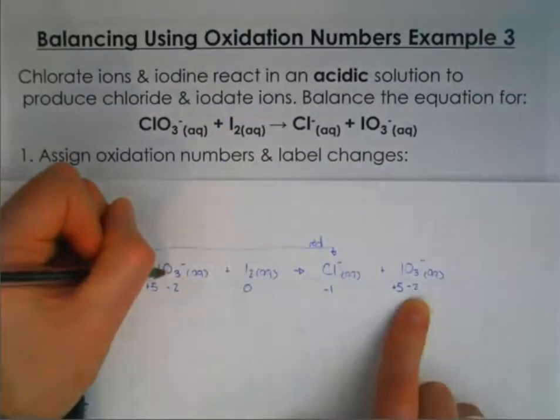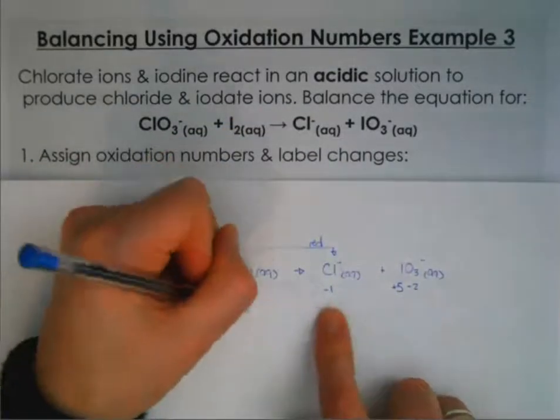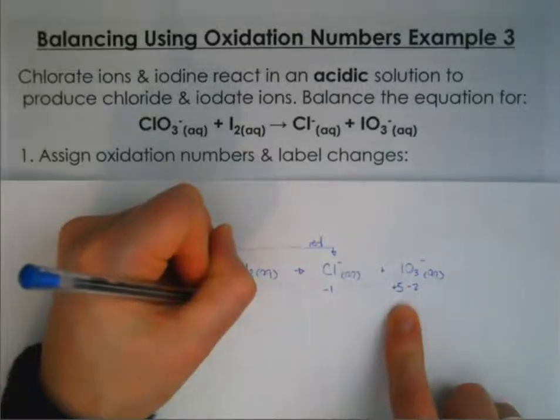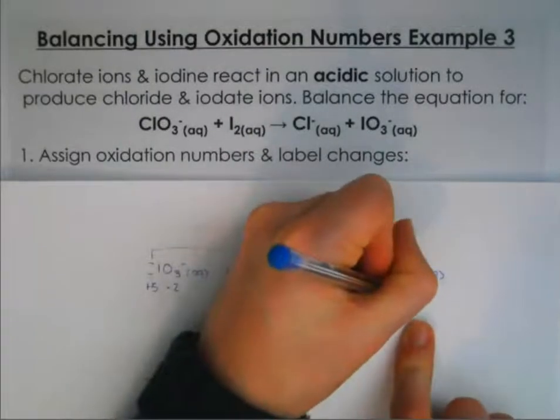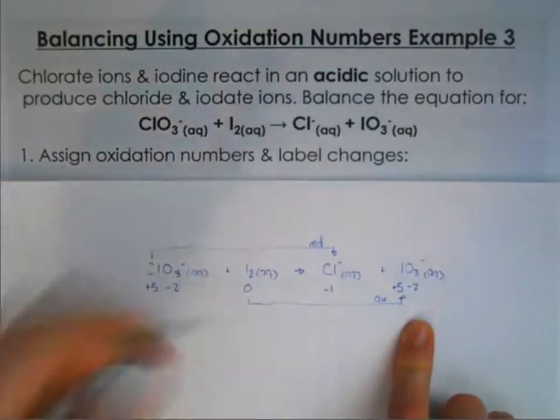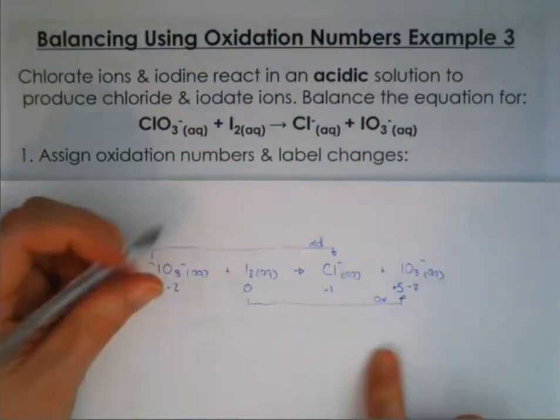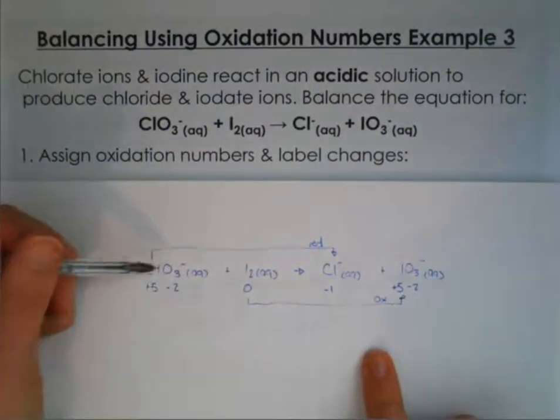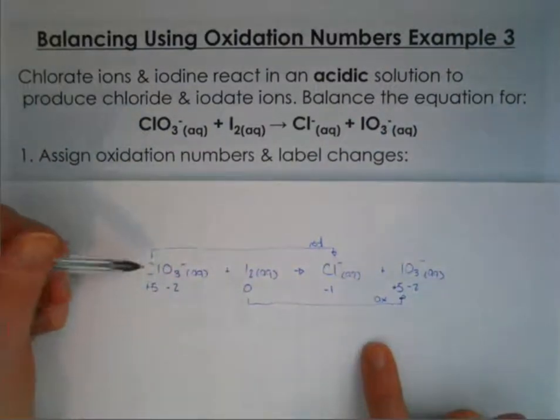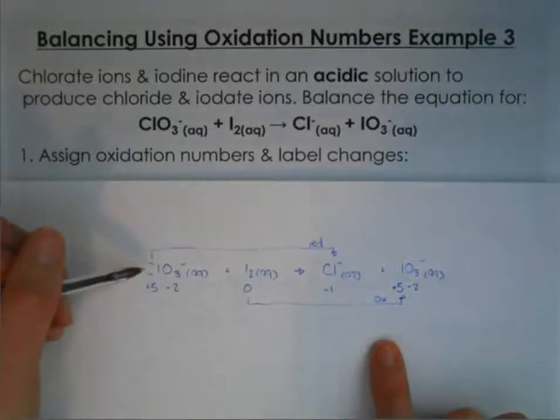And what else do we have? Oxygen stays the same. Iodine goes from 0 to +5. So with that increase in oxidation numbers, that means we're working with an oxidation reaction. Okay. So now we want to determine our number of electrons that are transferred in each one of these.